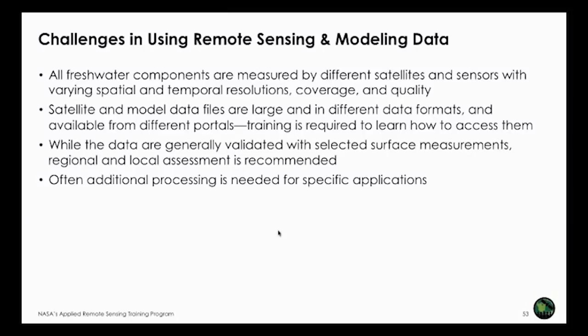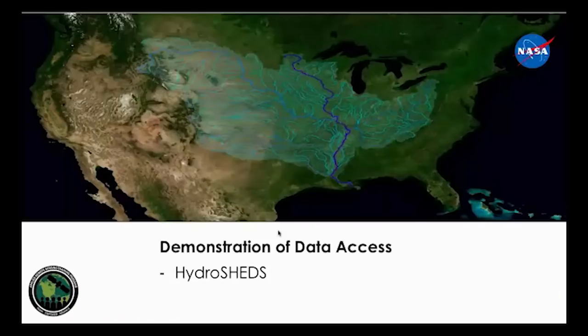So with that, what we saw today, I just want to summarize, is that we looked at how to use HydroSat to get river network data and looked at different satellites, and the GLDAS system to get water budget components for a river basin. Next, we are going to have a demonstration of data access using HydroSat. So how can you delineate a watershed or river basin of your interest?